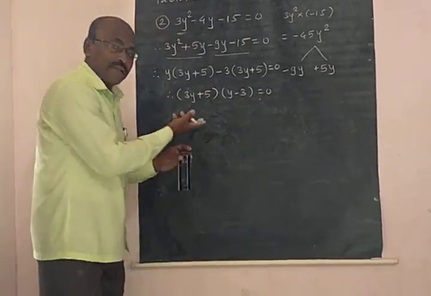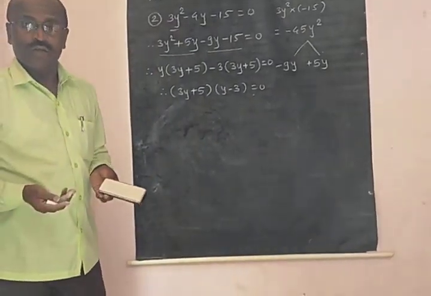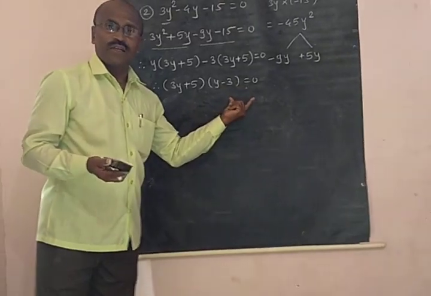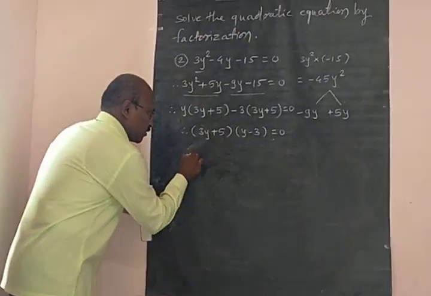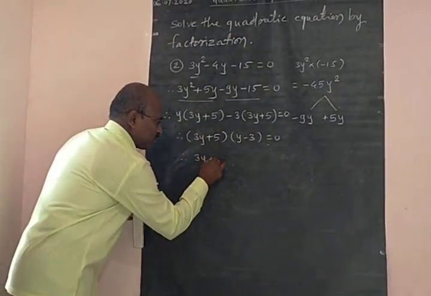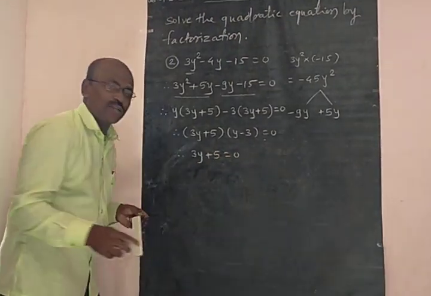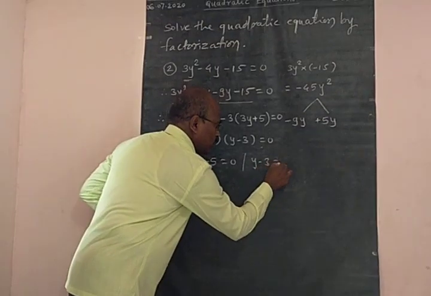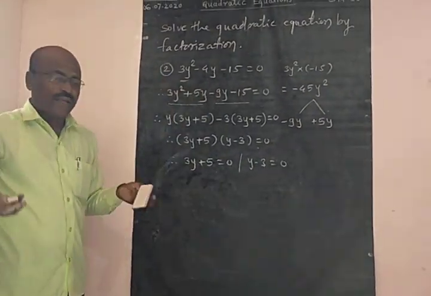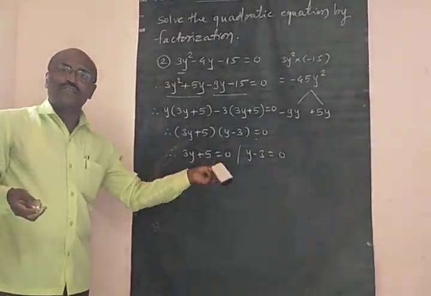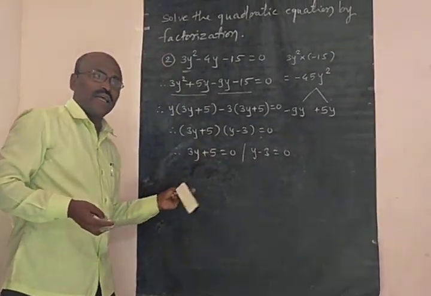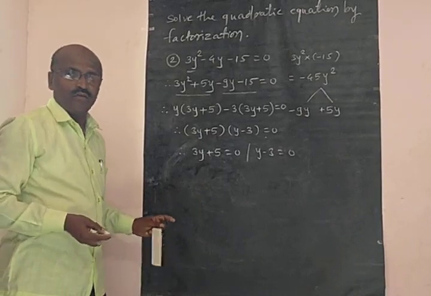So again we will get the product of two numbers is 0. Then either the first number is 0 or the second number is 0. Therefore 3y plus 5 is equal to 0, or the second term y minus 3 is equal to 0. Again we will get here two linear equations in one variable. Again solve these two linear equations and find the value of the variable y.